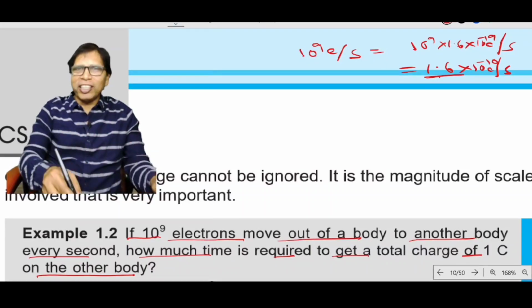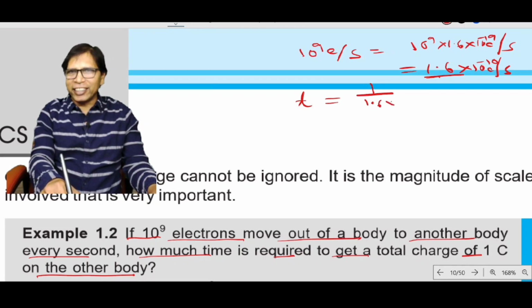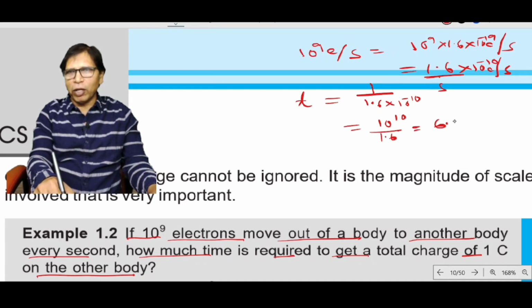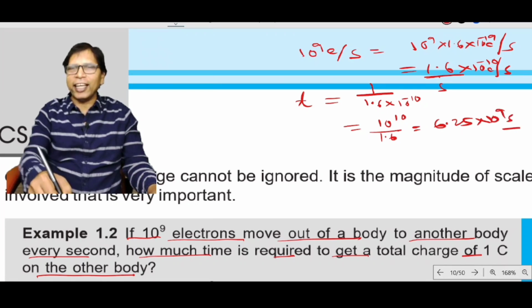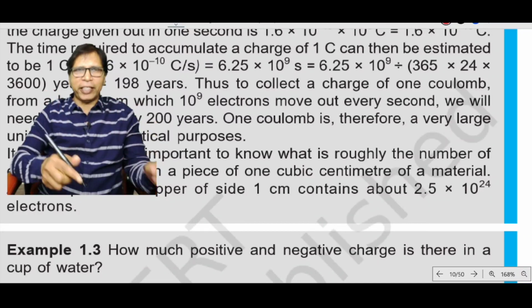So time required to get the charge of 1 coulomb is the total charge, 1 coulomb, divided by the charge transferred in 1 second. So this is 1 by 1.6 into 10 to the power minus 10 second. So this is 10 to the power 10 by 1.6. So this is 6.25 into 10 to the power 9 seconds, which is the answer. Okay, next.